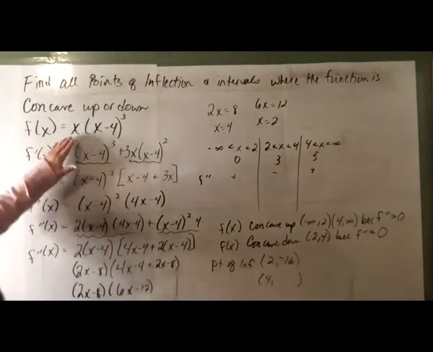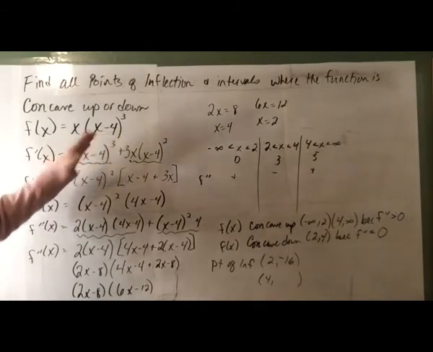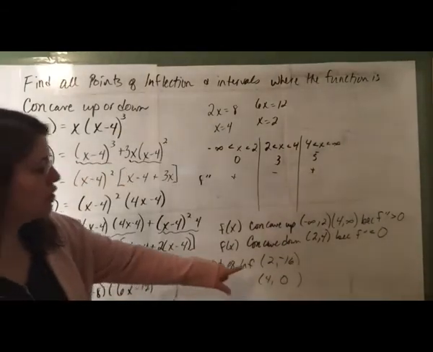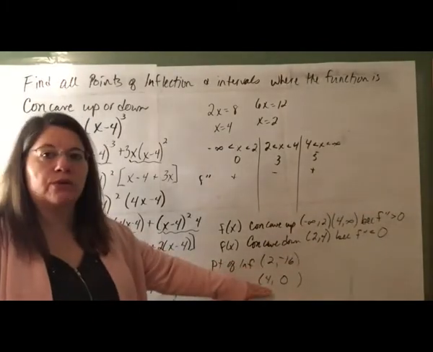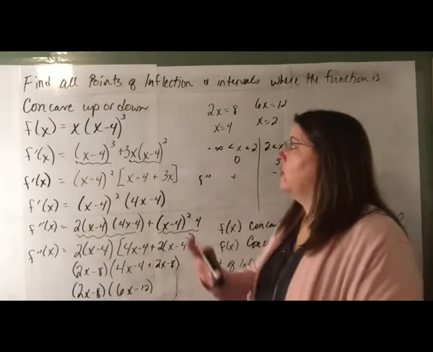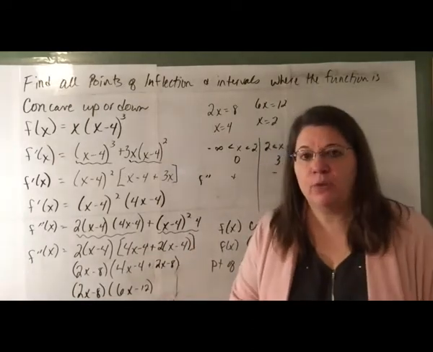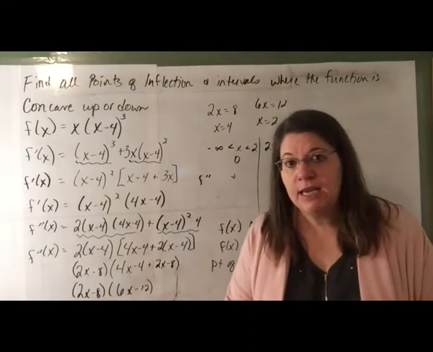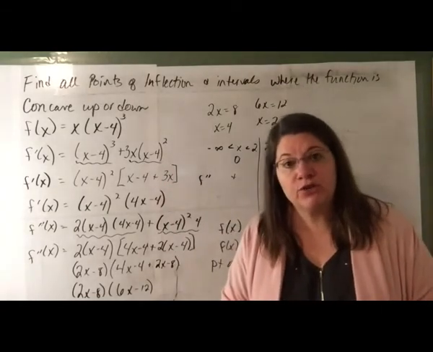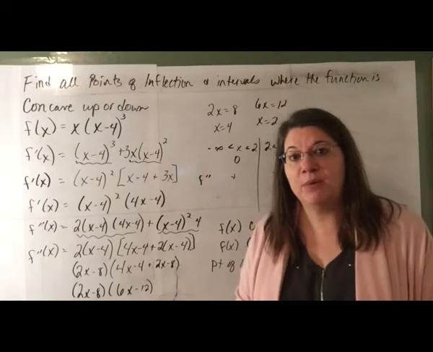And then if I plug 4 in, I'll have 4 times 0, which gives me 0. So my points of inflection are (2, -16) and (4, 0). Now, keep in mind, they could always ask you to find all of the information that we know. They could ask you to find where the function's increasing and decreasing. They could ask you to find all the concave up, concave down, points of inflection, relative maximums, relative minimums.